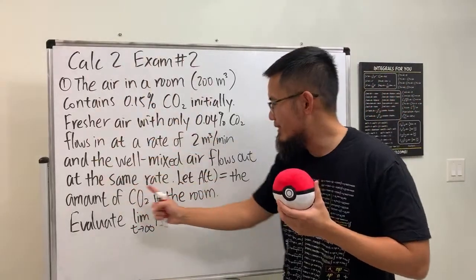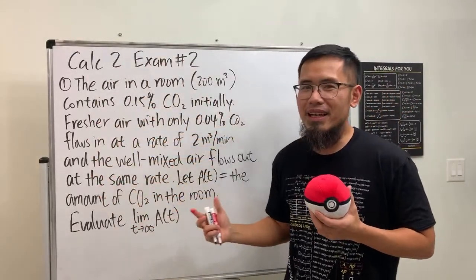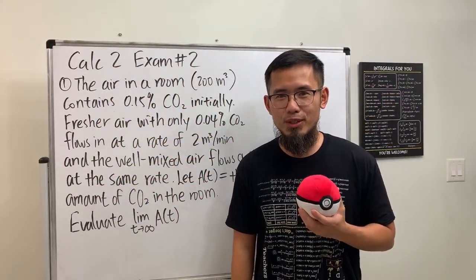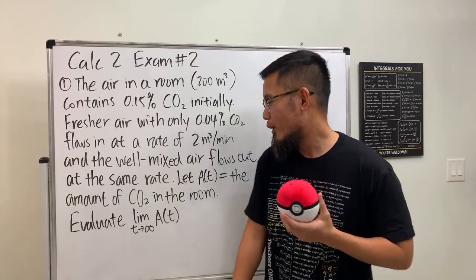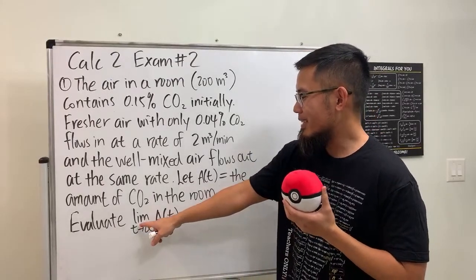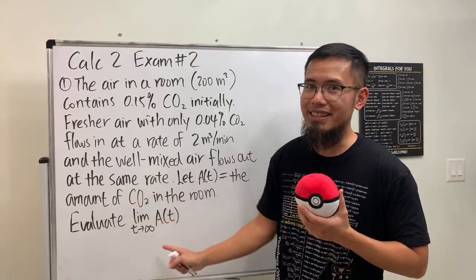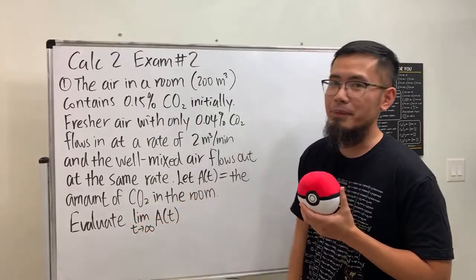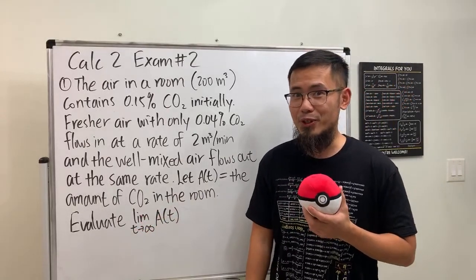By now, if you read all this, you might be like, oh my god, this question is so hard. But don't worry, man. This is just a multiple choice question. This is the first question. All I'm asking is, do you understand what this is representing in this situation? What's the limit as t goes to infinity of A of t? You don't need to do a differential equation for this.